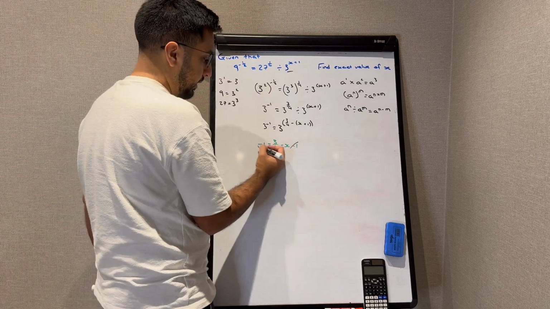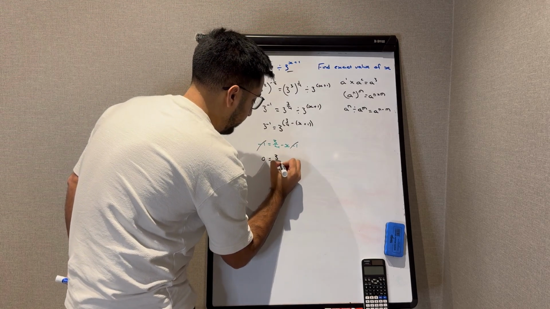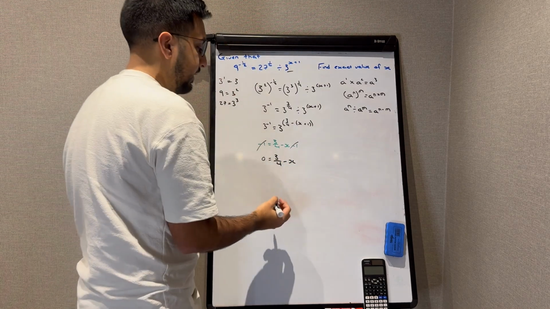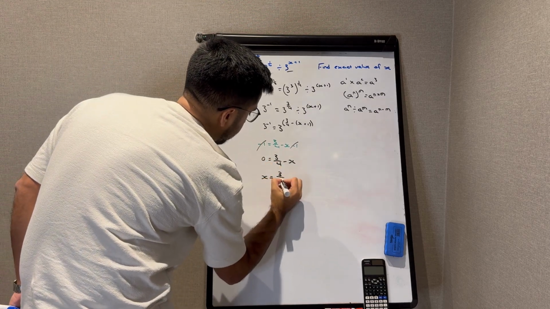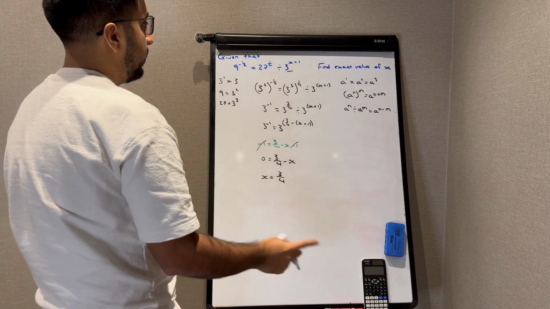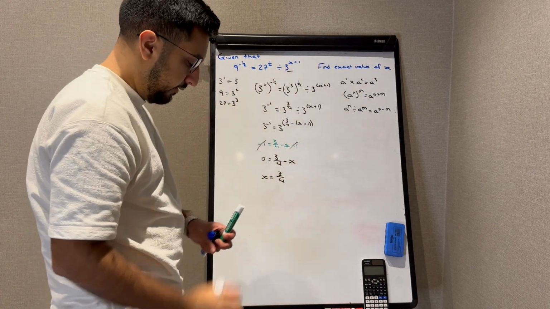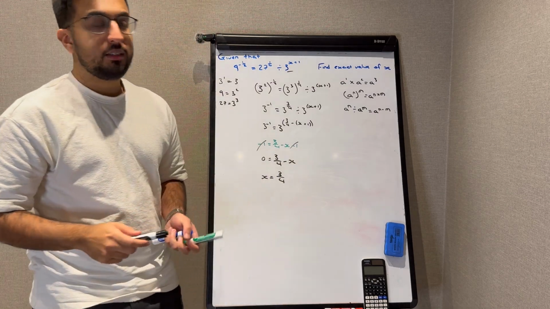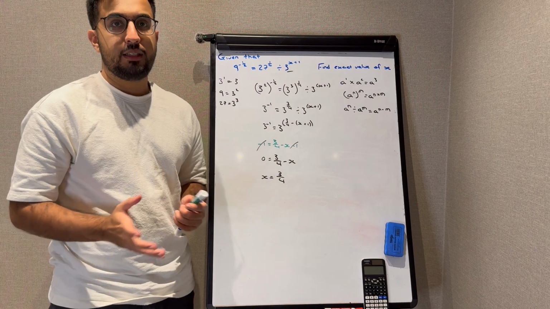Minus 1 both sides becomes 0, so we've got 0 equals 3 quarters minus x. Simply just add x to both sides and quickly read the question again, find the exact value of x. Yep, we can leave x as 3 quarters, and that is GCSE rules of indices completed.